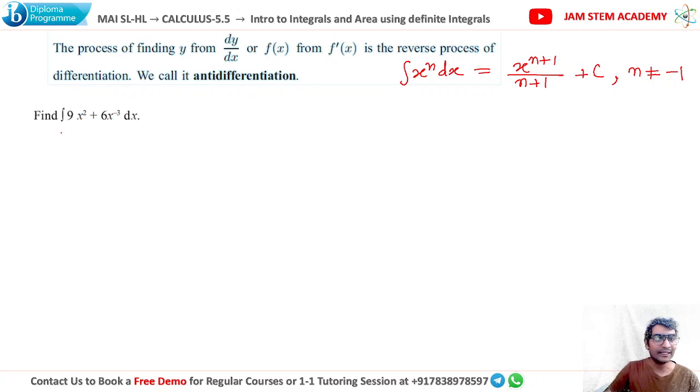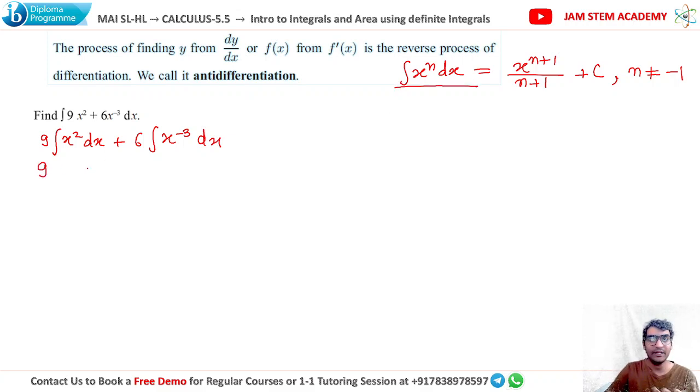Okay, let's apply it. Integration of 9x squared plus 6x raised to the negative 3 dx. If we have to integrate it, let's distribute this integral sign using the linear property. So we have 9 times integration of x squared dx plus 6 times integration of x to the negative 3 dx. Now 9 as it is. For the x squared, use this.